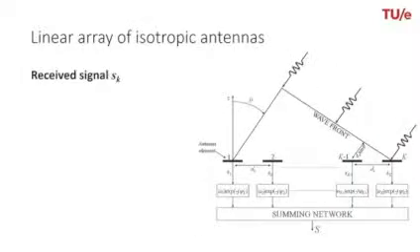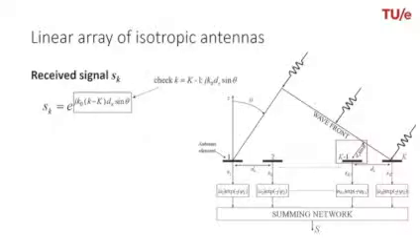So let's consider a linear array of isotropic antennas, and let us have a closer look at the received signal by element K. This signal can be written in this form, where you recognize the k naught, which is the wave number in free space. It's 2 pi over lambda naught, where lambda naught is the wavelength in free space. And the phase term is shown here. You can check the phase term by substituting k is large K minus 1. And then you find that indeed the phase difference between element K and K minus 1 pops up.